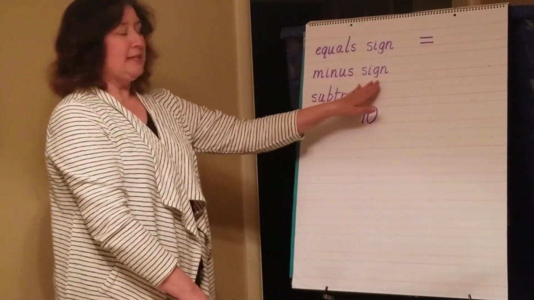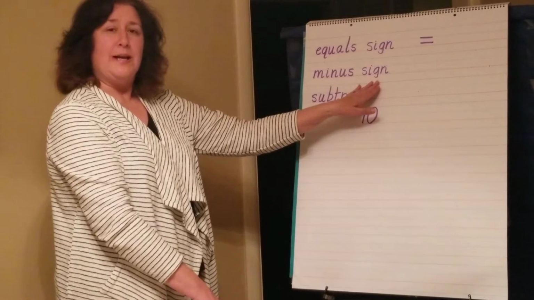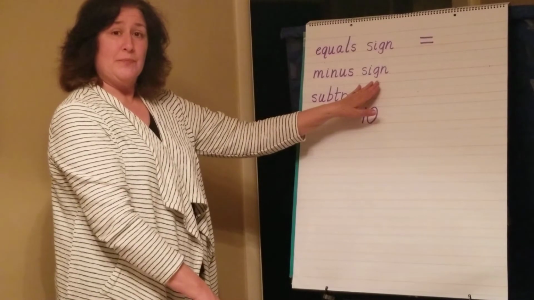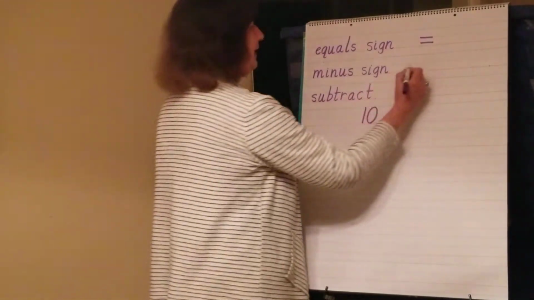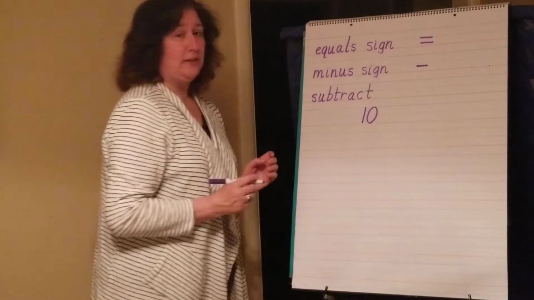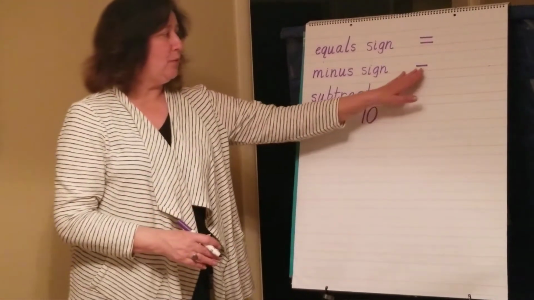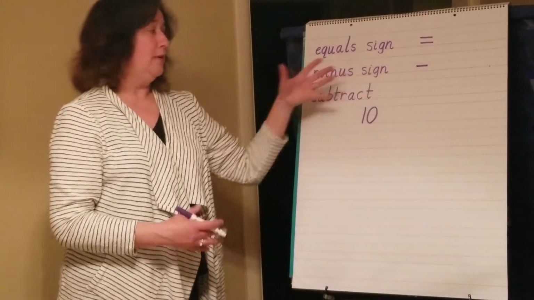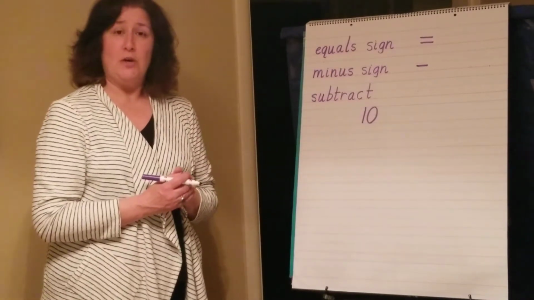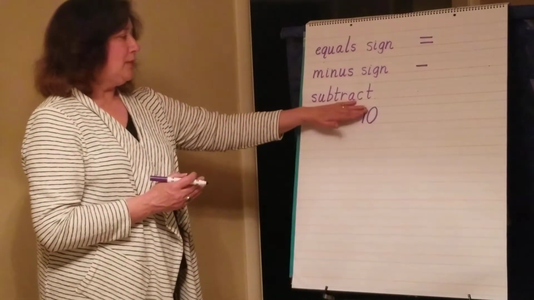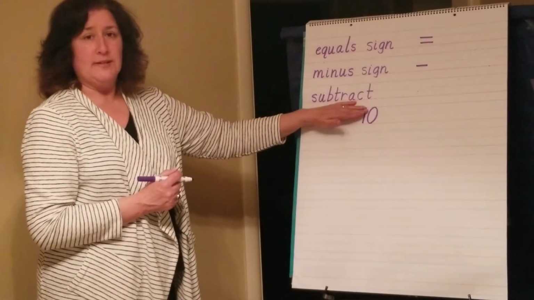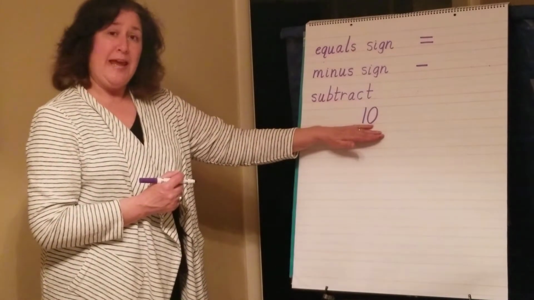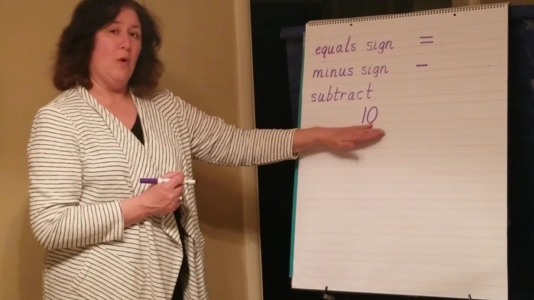And then the minus sign, can you picture in your mind what the minus sign looks like? Can you write it down? Right, the minus sign is just one straight line. It tells us that we are going to take away an amount from the amount that we start with. And to subtract means to take away, doesn't it? So today you're going to work on taking away from the number what?